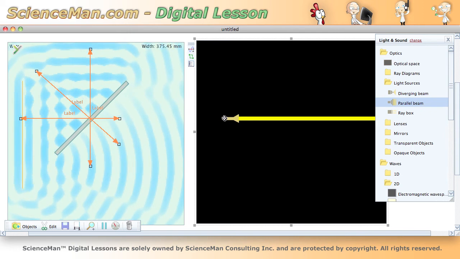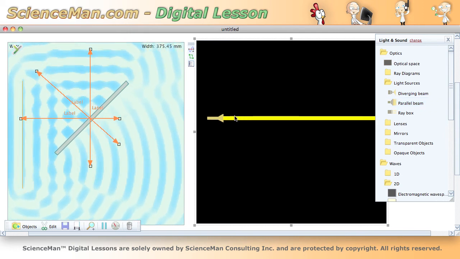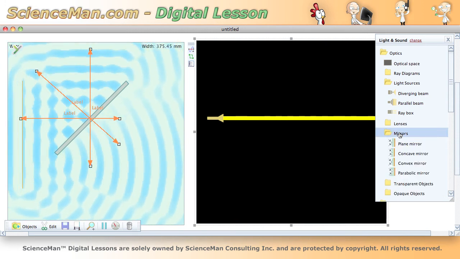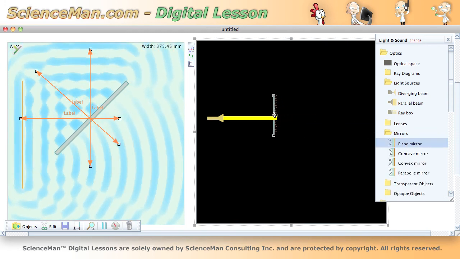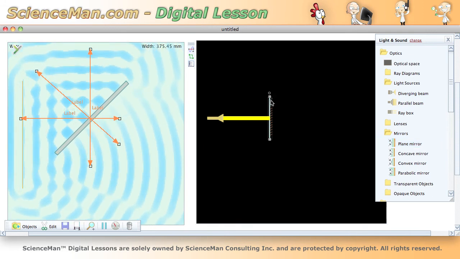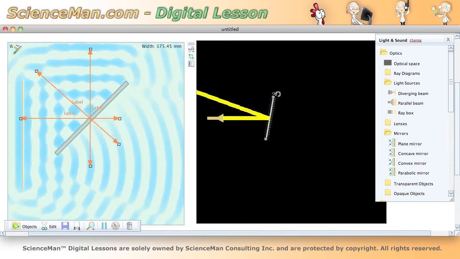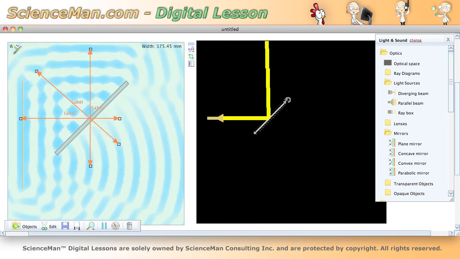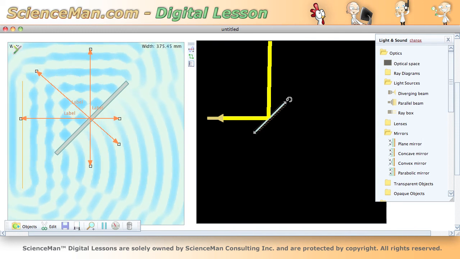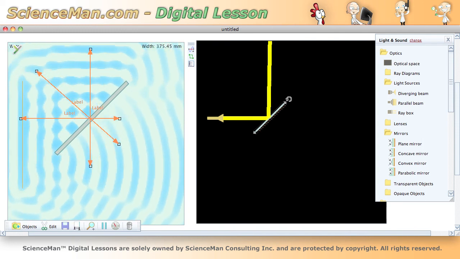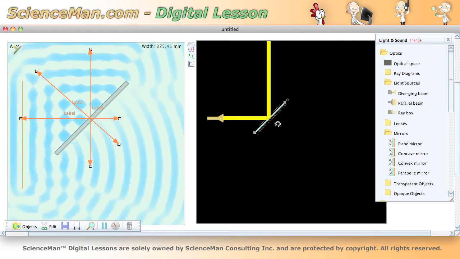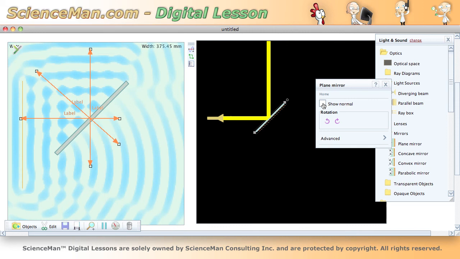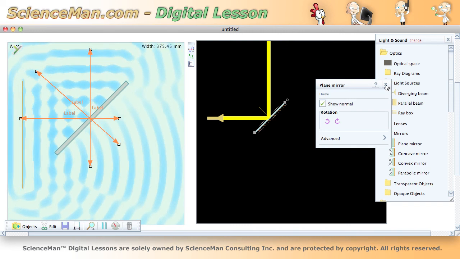So if we move over to this environment to the right, and we have a beam of light, we can confirm this by taking a plane mirror and putting this in front of our beam of light, and then we'll rotate this a bit, again at an angle that's similar to our water situation. Just adjust it slightly. There we go. And then we're just going to double click on this mirror, and ask it to show the normal line.